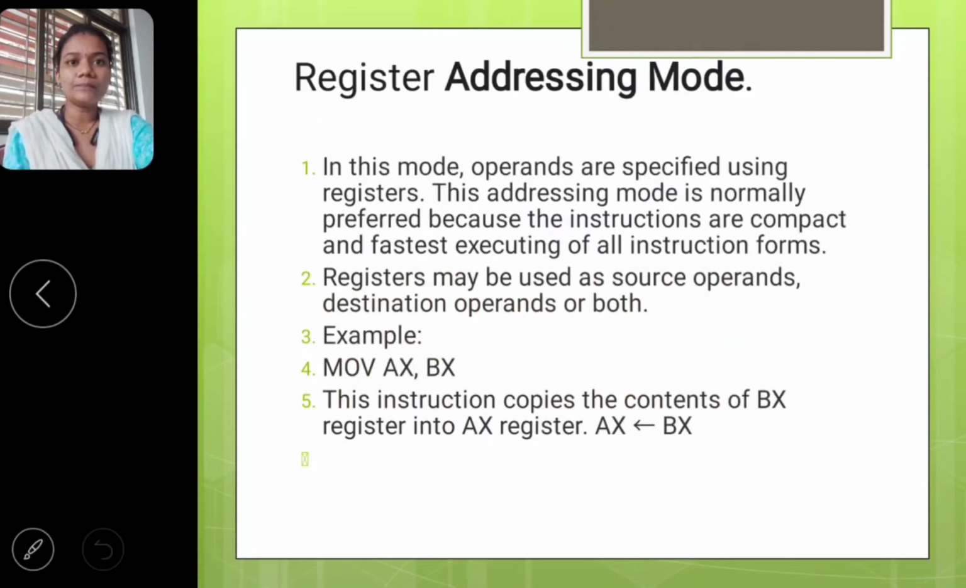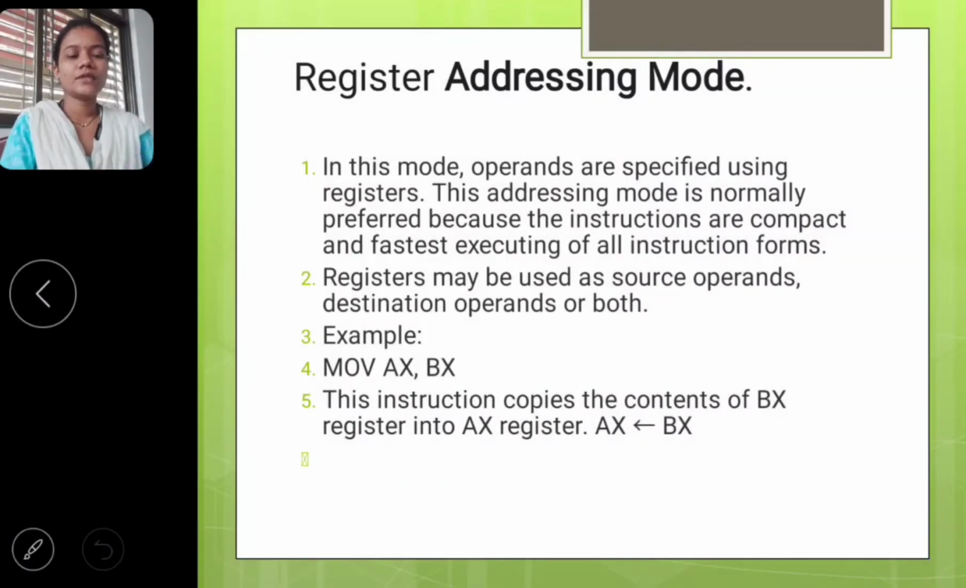Now we will go in depth. First one is register addressing mode. So why is the name register addressing mode given? In register addressing mode, the operands are specified using registers only. This addressing mode is normally preferred because the instructions are compact and fastest executing. So only registers are used as an operand. It may be used as a source operand or it may be used as a destination operand. So this is the example: MOV AX, BX. The meaning of this instruction is move the content in the BX register to the AX register.